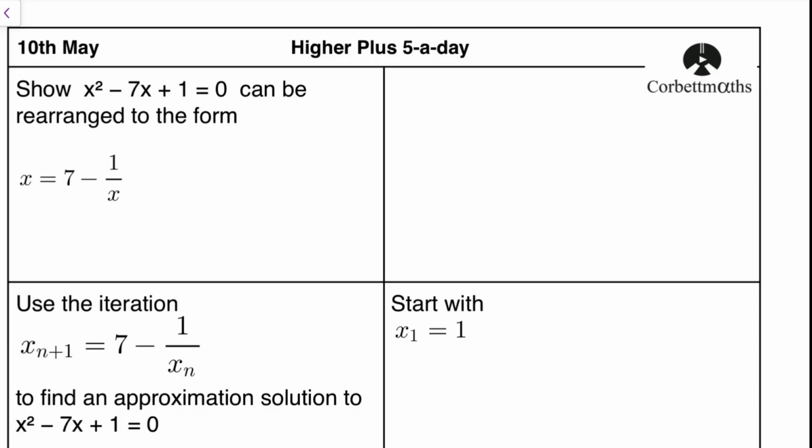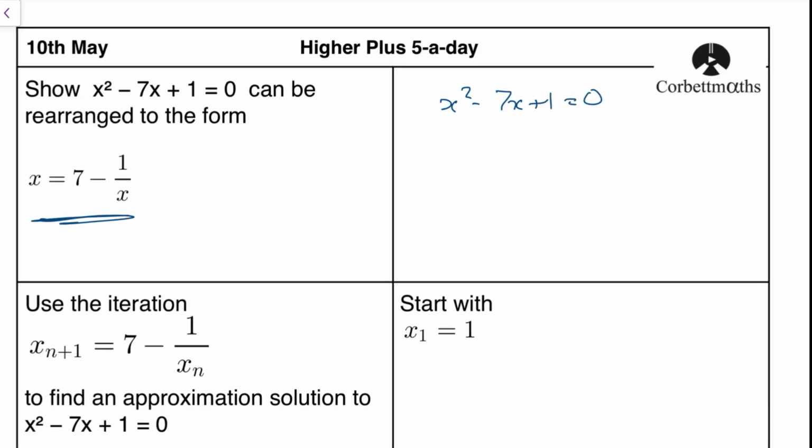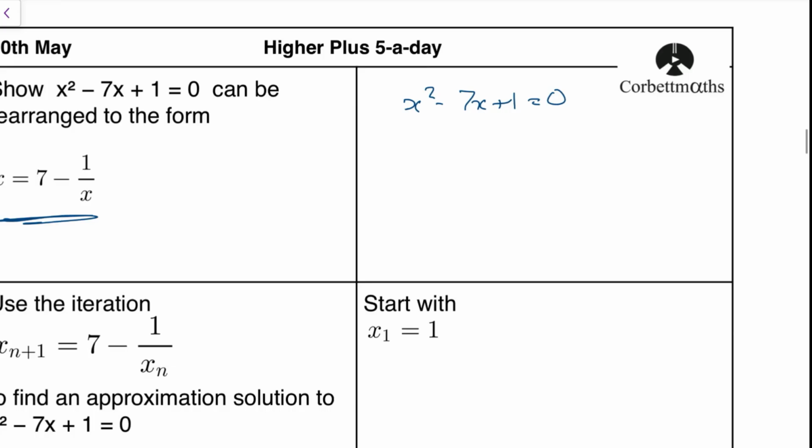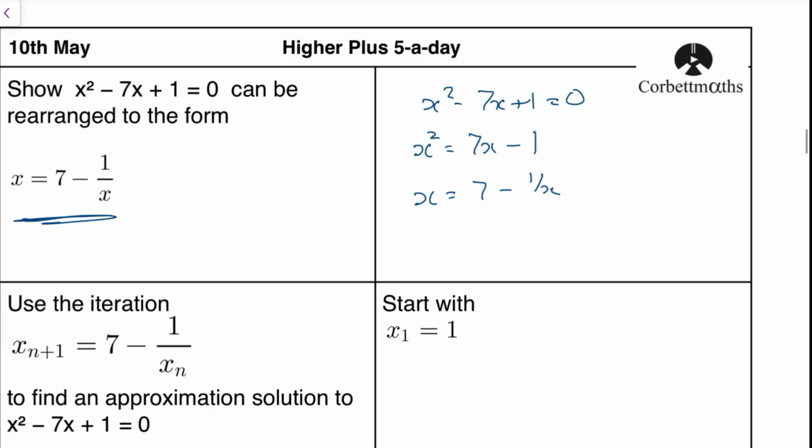Show that x squared minus 7x plus 1 equals 0 can be rearranged. Often the first step of any problem is to look at the thing that I've got. The thing that I've got doesn't have a square root in it, does it? So I think I'm going to move and divide by x. So x squared is equal to 7x minus 1, in other words, take away 1 from both sides. Then I'm going to divide everything by x, which gives me 7x over x is x, minus 1 over x, which is the thing that I want. So in other words, I have shown it to be true.